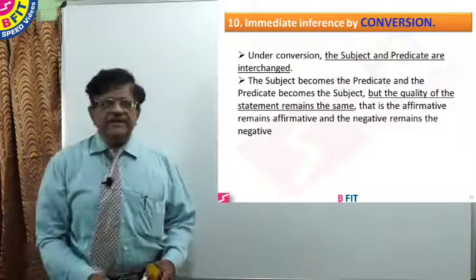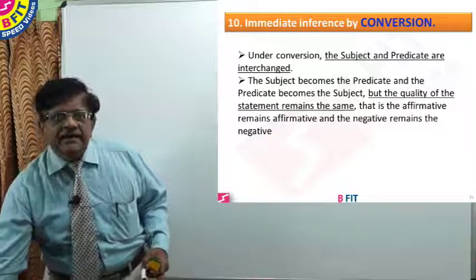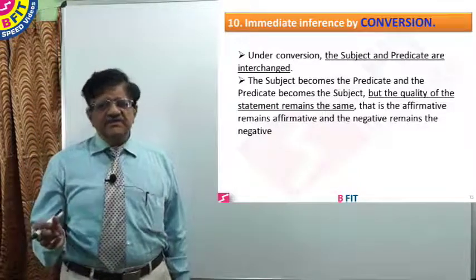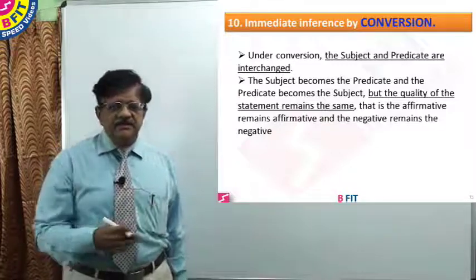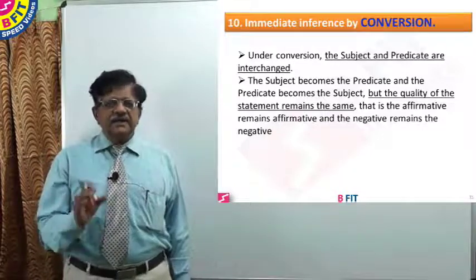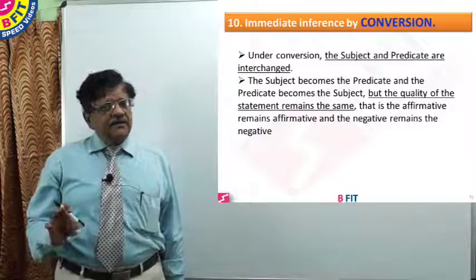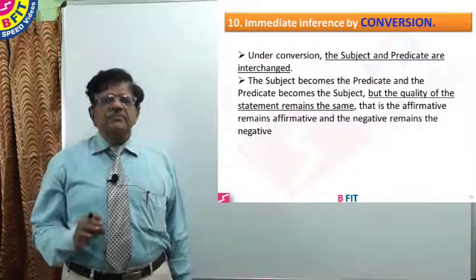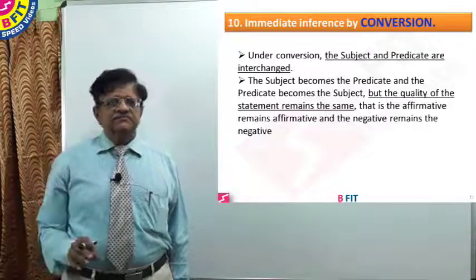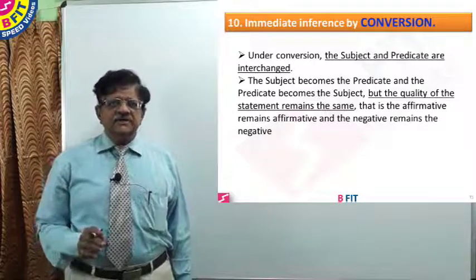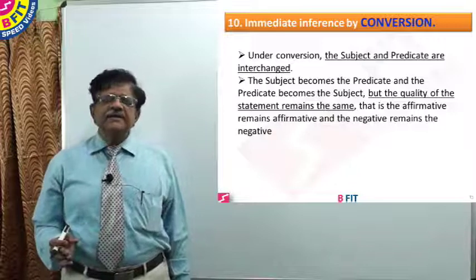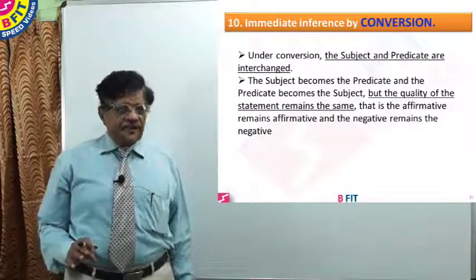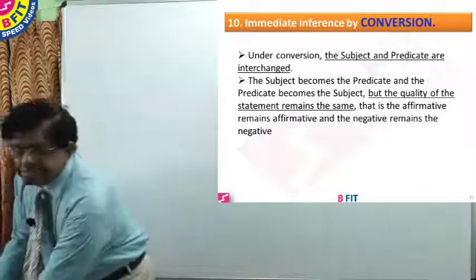The next topic is, as we have seen, under immediate inference there are two types. One is implication and the other is by conversion. Implication we have just seen. Under implication the subject remains subject and predicate remains predicate. Under conversion this is changed. The subject and predicate are interchanged. The subject becomes the predicate and the predicate becomes the subject, but the quality of the statement remains the same. Let us see some examples.